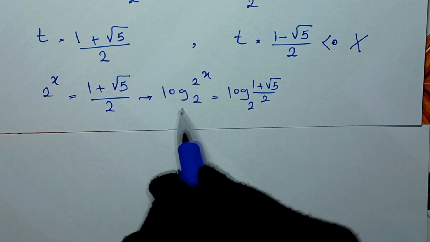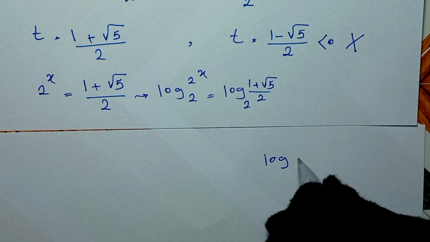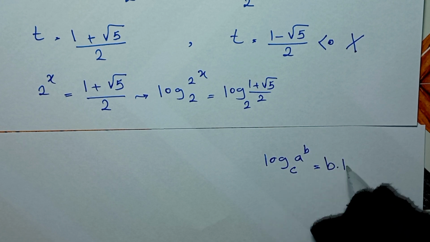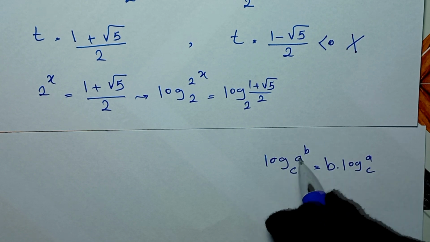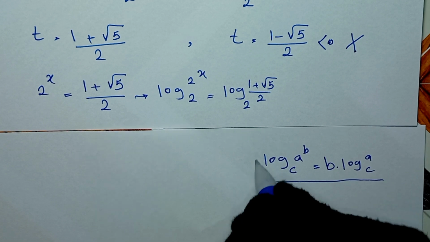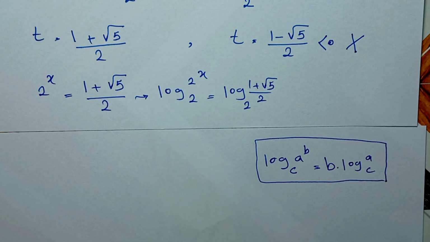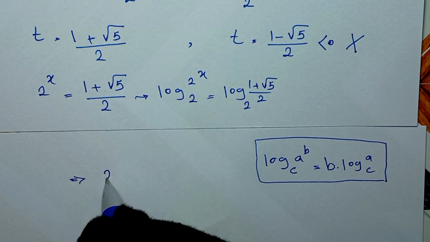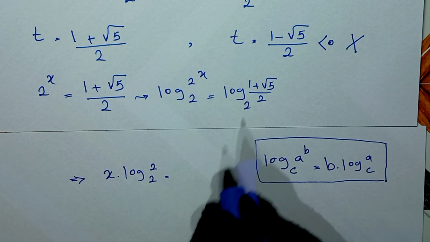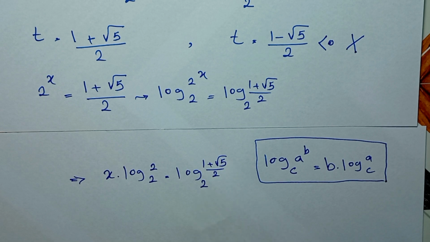So in here, from log rules, if we have log of a to the power of b to base c, we can write this as b times log of a to base c. We can take this power of b outside of this log. So in here, we can take this power of x outside of this log and it will be x times log of 2 to base 2 is equal to log of 1 plus the square root of 5 over 2 to base 2.